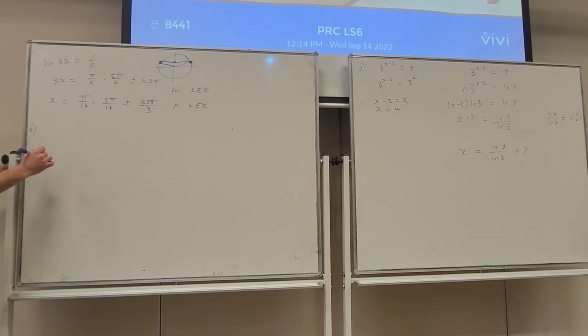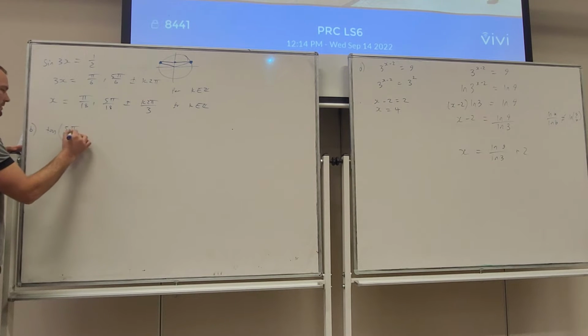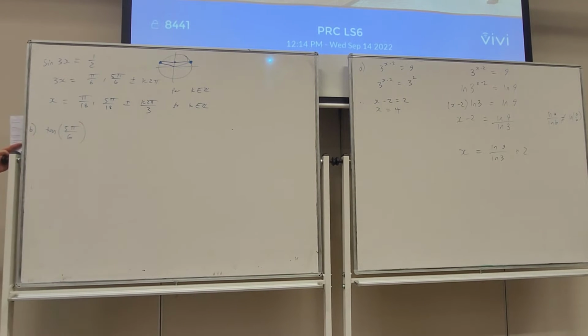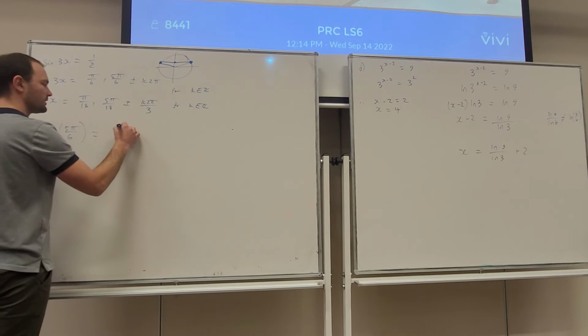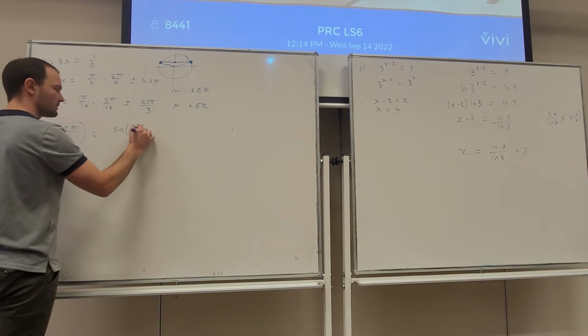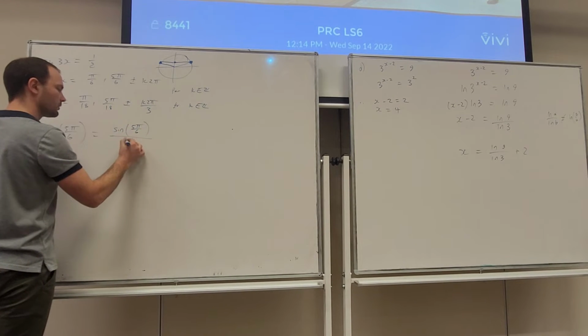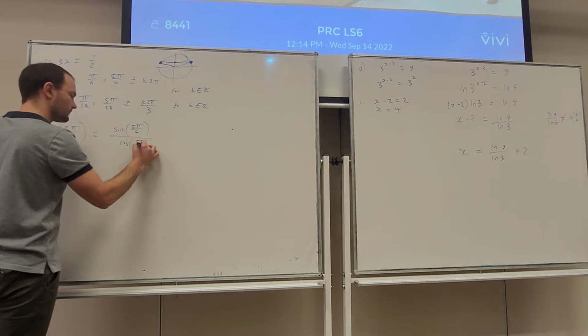Part B, find tan of 5 pi on 6. Tan of 5 pi on 6. Well, tan is sine divided by cos, right? So what we're doing is we're finding sine of 5 pi on 6 on top of cos of 5 pi on 6.